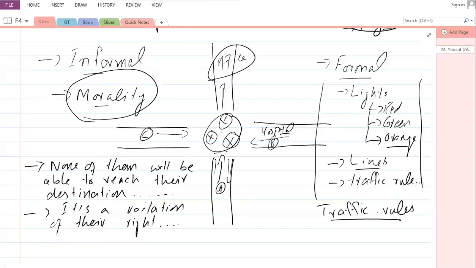So that is why, to achieve the objectives of the individual and society, we need a formal mechanism so that they can work properly. There is no dispute among them. There is no abuse by Mr. A of Mr. B. So everyone's right is protected if we have applied a formal mechanism to that intersection.